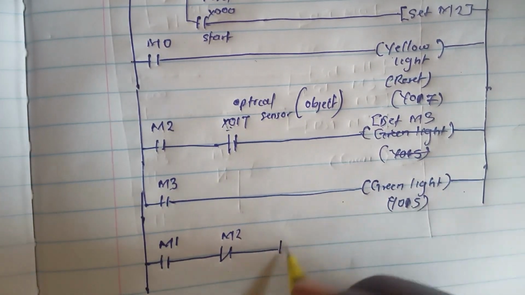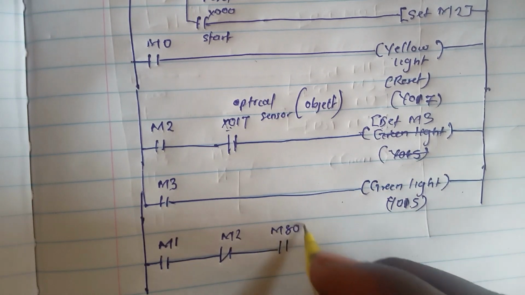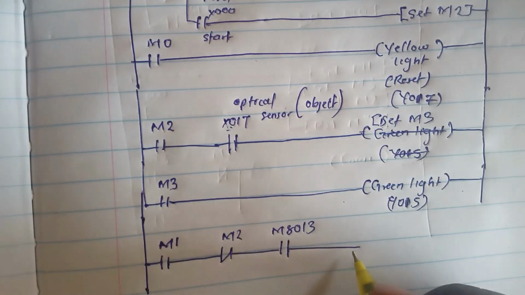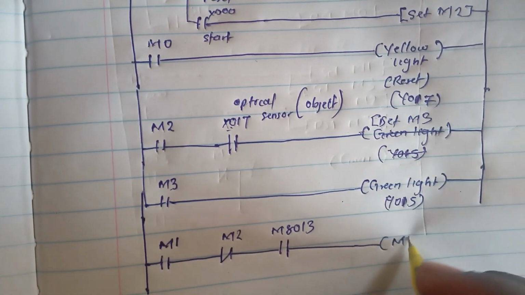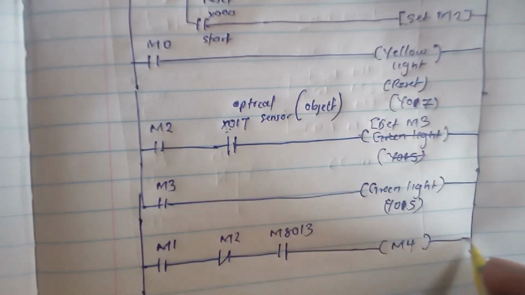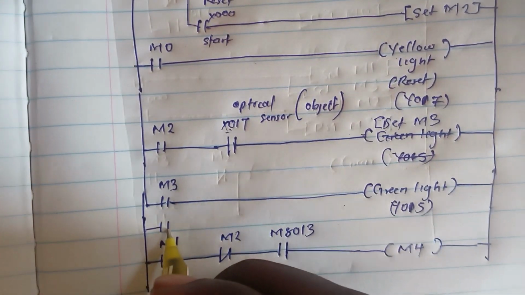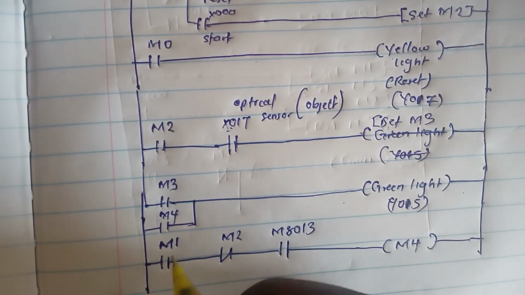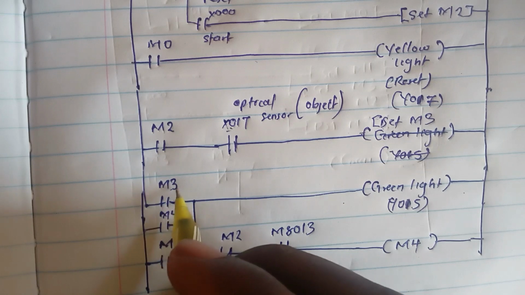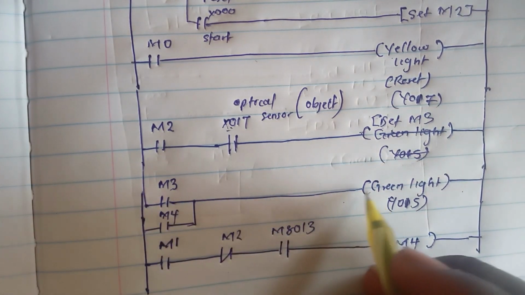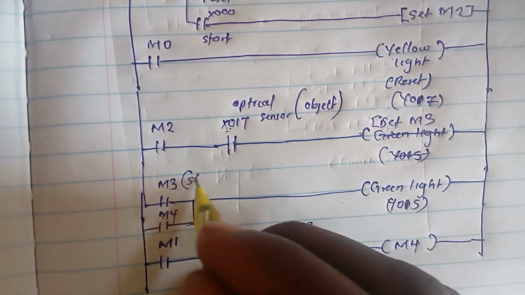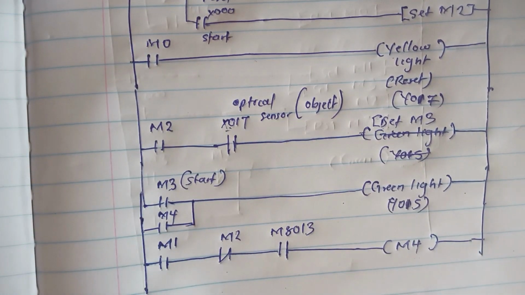So M2, then M8030, the 1 second timer. Then our output is M4. Then the M4 we can use as an OR of the green light to allow blinking. At the same time, it can allow the on value. So this is the output we will use to start the whole process.